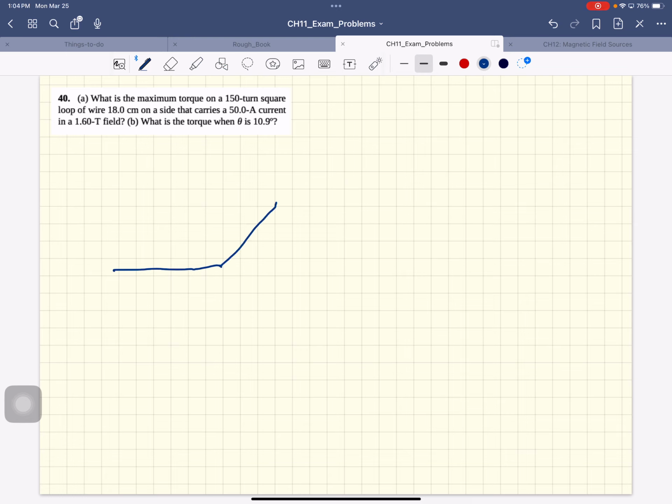So here's the square wire carrying a current like that. What does a loop of wire carrying a current behave like? A loop of wire carrying a current, what does it act like? This is a magnet, it's an electromagnet. If you point your fingers with your right hand in the direction of the current, your thumb points in the direction of the magnet. So this is behaving like a magnet, with the north pole there and the south pole there.